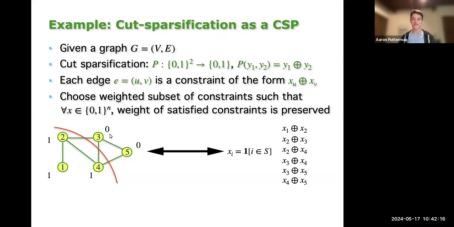So naturally then, this question of sparsification, where again we want to preserve the size of every cut with some kind of reweighted sub-instance, just corresponds with the property of choosing a weighted subsample of the constraints in this constraint satisfaction problem, such that for every assignment X, the weight of the satisfied constraints is preserved. So again, the correspondence is that edges in the graph have now become constraints in the constraint satisfaction problem. The queries, which were originally subsets of vertices, are now just bit strings, assignments to the variables. And we want to preserve the value of the CSP on every possible assignment with some reweighted sub-instance.